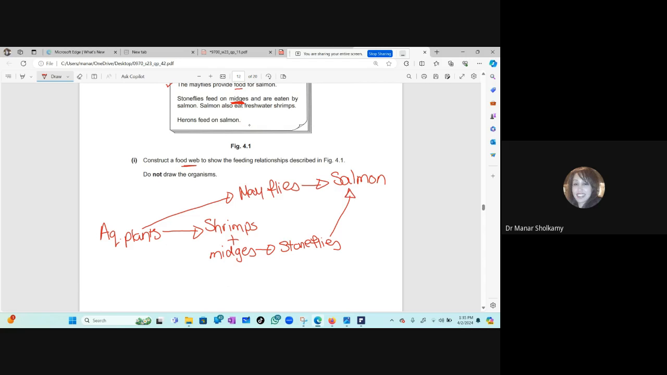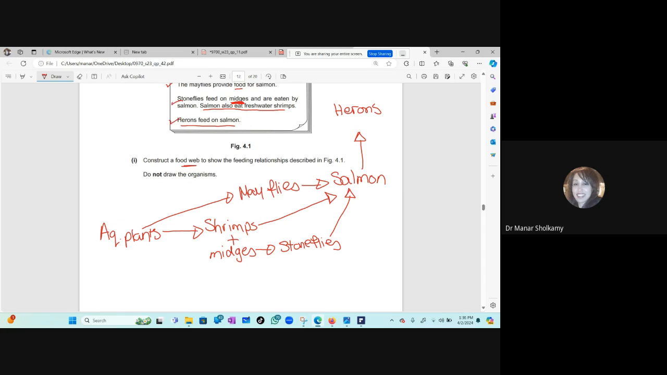And the last sentence here: salmon also eat shrimps. So the shrimps are eaten by the salmon. Herons feed on salmon, so the salmon is eaten by herons. Herons is the final consumer. Did you understand how we did it? This is not an easy question.